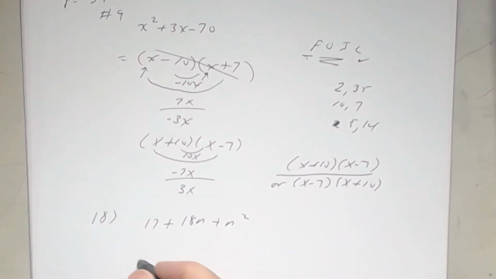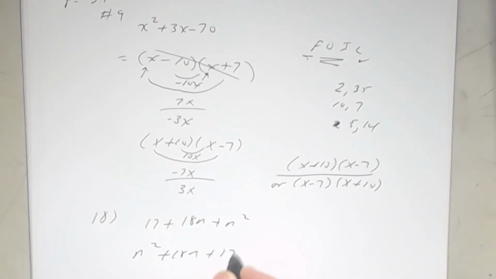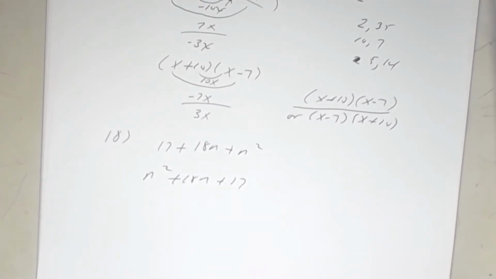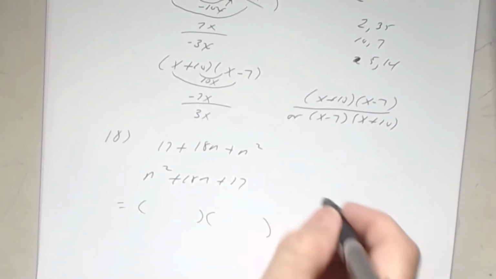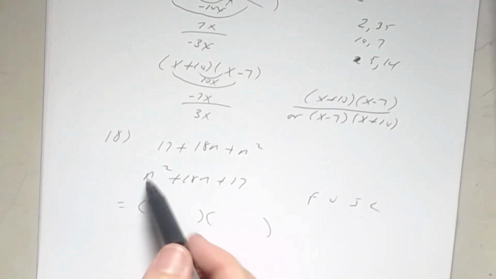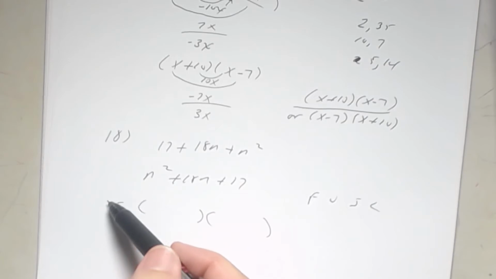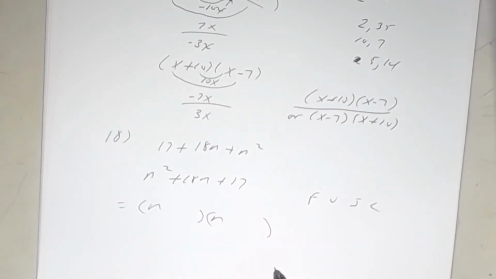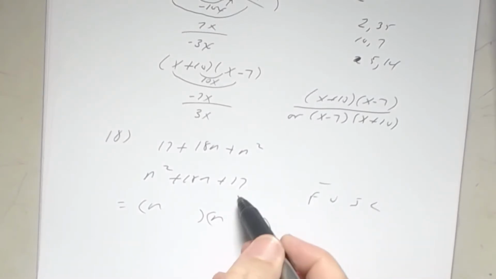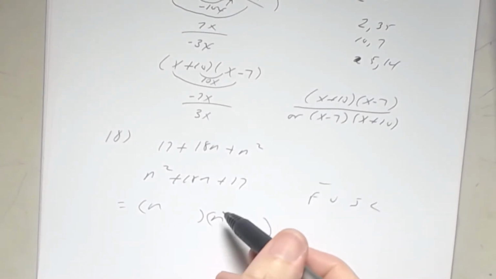What term are you going to list first? n squared, then plus 18n, plus 17. What's your GCF? 1. So I go directly to two binomials, right? And then FOIL. So n on both sides. Since n squared has a coefficient of 1, that's the easy kind. So you're just going to say n times n. That's your first. Now the last is easy here because 17 is a prime number. 17 times 1. So there's only one possibility for 17, and that's 17 and 1.